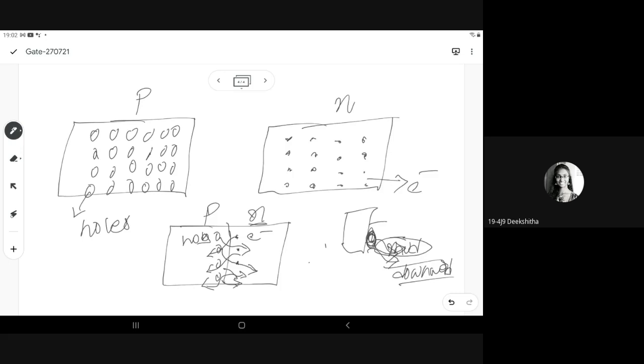So this diffusion current is called a concentration current. This diffusion current occurs due to what? What is the major reason for the diffusion current? Due to concentration gradient. That means the concentration level is different.